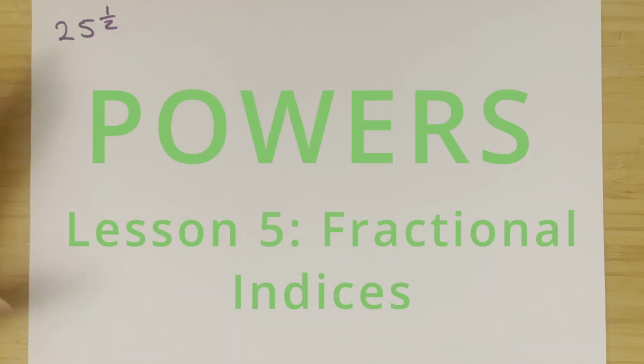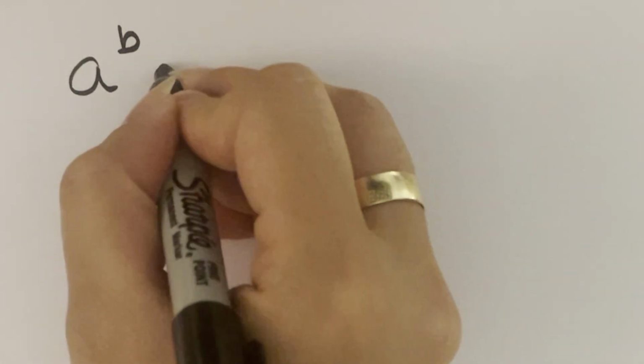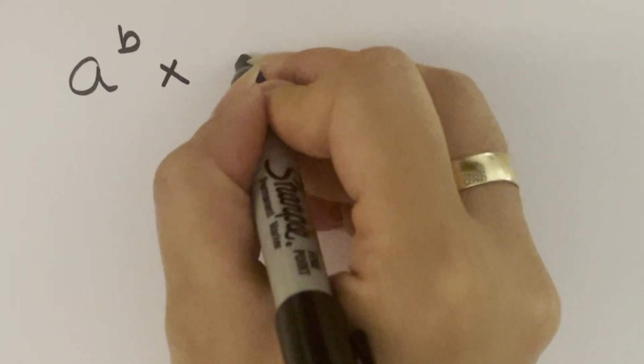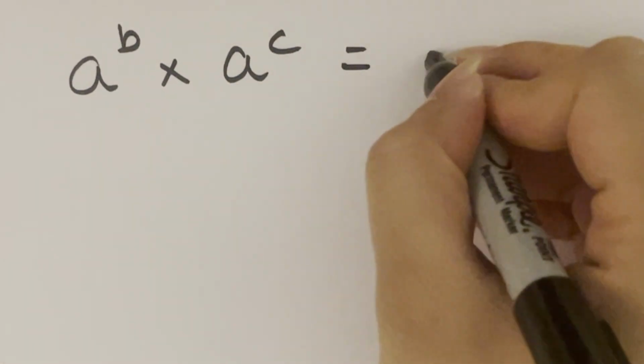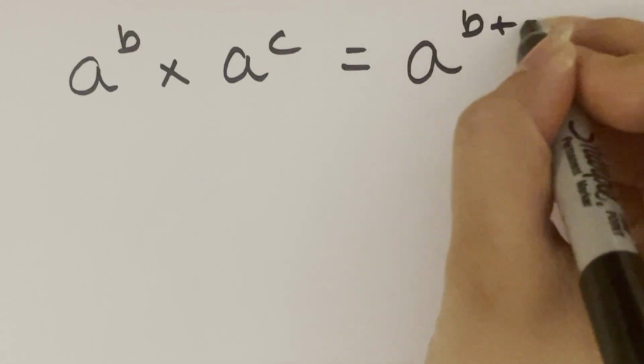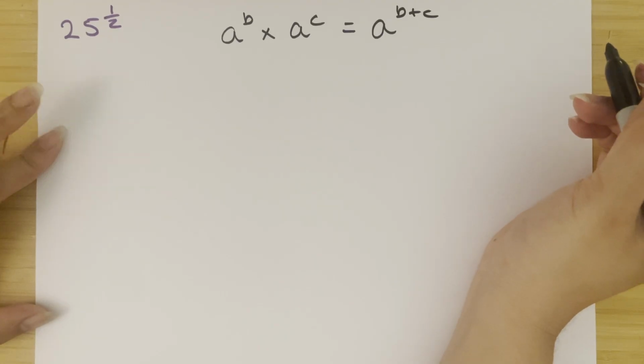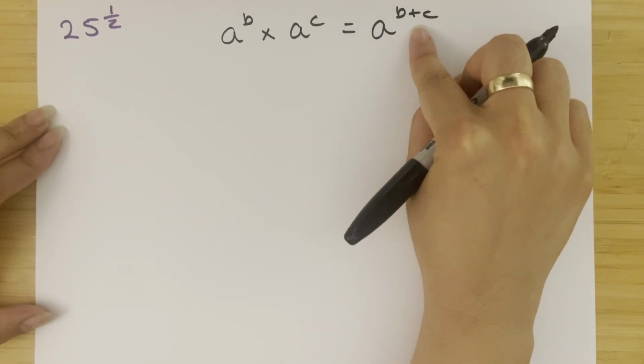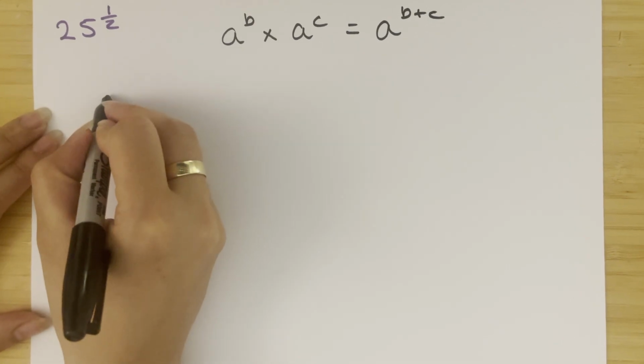Okay, so let's imagine that we see a power of a half. One of our last rules was a to the b times a to the c is equal to a to the b plus c. So let's imagine that we have 25 to the power of 1.